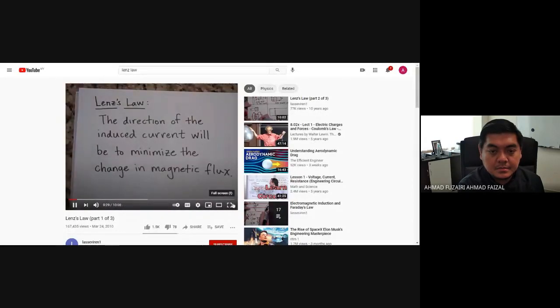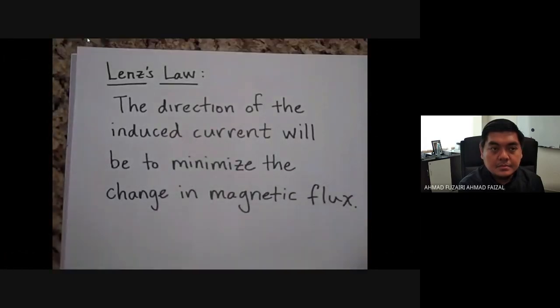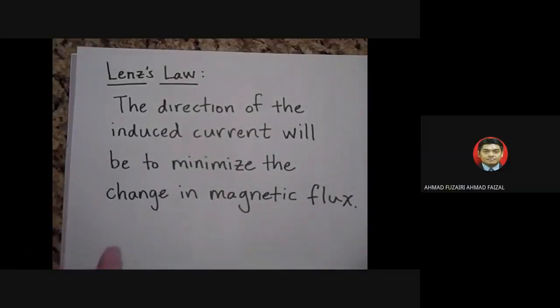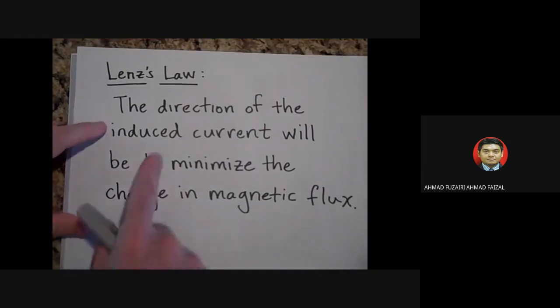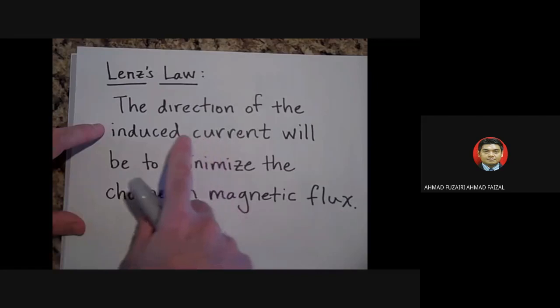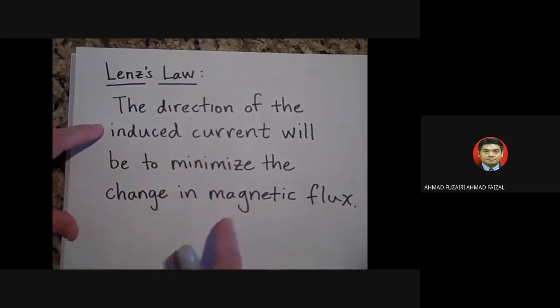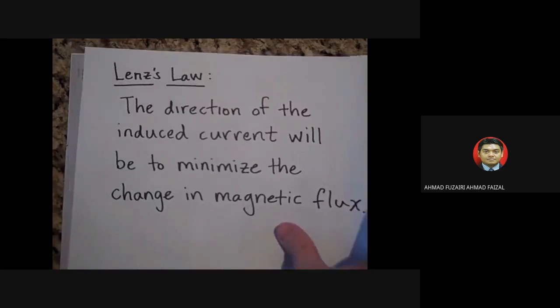I'm going to give you two versions of Lenz's law, and then I'm going to show you many examples of it. Okay, so for Lenz's law, the direction of the induced current will be to minimize the change in magnetic flux. Okay, so you use Lenz's law to find the direction of the induced current, and the direction is always going to be to minimize the change in magnetic flux. Okay, that just makes sense, and I'll tell you why in a moment.